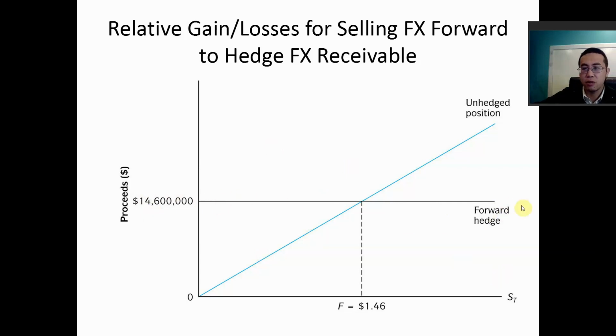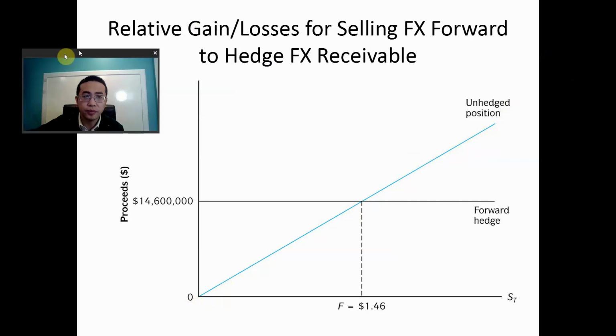All right, so this is a hedged position. You use a forward contract to hedge it. And if you don't hedge it at all, if the spot rate goes very low, let's say goes to zero, for the 10 million pounds you basically get 10 million times zero, so you get $0. And if the spot rate goes very high, then for the 10 million pounds, you will get more than the forward rate in US dollars.